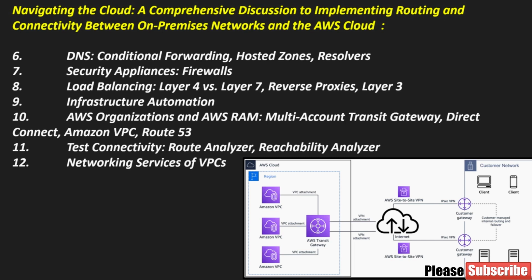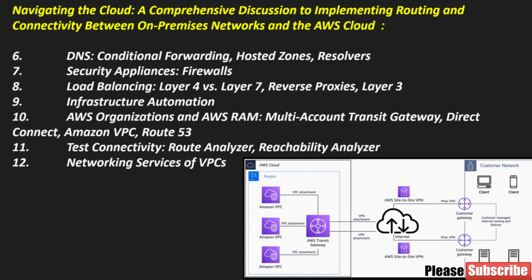Ninth will be infrastructure automation, that is also an important stage to scale operations seamlessly. Infrastructure automation is a very important key. Leveraging AWS services for automation ensures that changes to the network are managed efficiently and consistently.